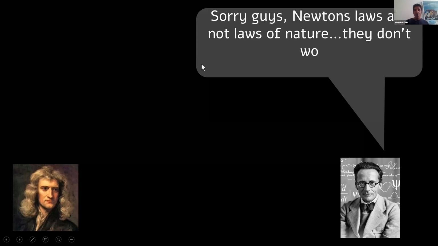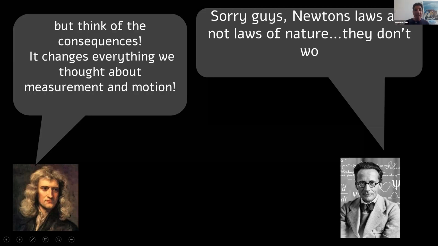So the meaning of Schrödinger's equation is double. The first thing is that Newton's laws are no longer valid. They do not work. They're not laws of nature because we find an experiment that contradicts them, right? And this was our main characterization of a physical law. You cannot have an observation which breaks down a physical law. So if you have an observation which breaks that, it's no longer a physical law. But that's crazy. Think of the consequences. It changes everything we think about measurement and motion.